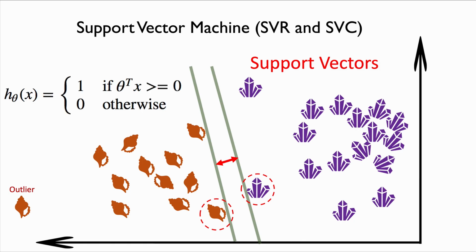And the cost function that is used for support vector machine is this one. It's very similar to a logistic cost function, and it adds a cost if the distance between the street edge and the sample is greater than 0. Otherwise, the cost is 0. And this is why outliers have no impact on support vector machine.